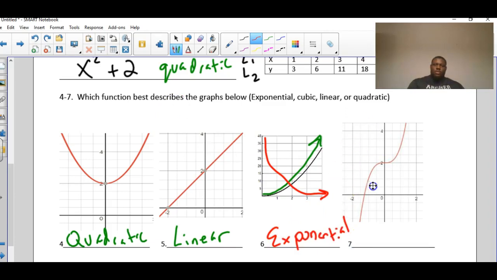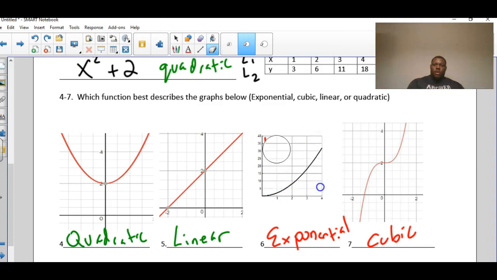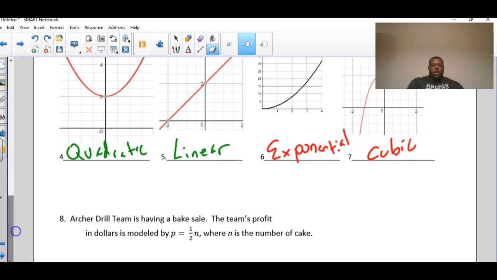All right. And that leaves us with this last one right here, which is cubic. Make sure you can identify these 4 types of graphs right here. I promise you on your quiz, you're going to see something in regard to that. All right, let's keep it going.